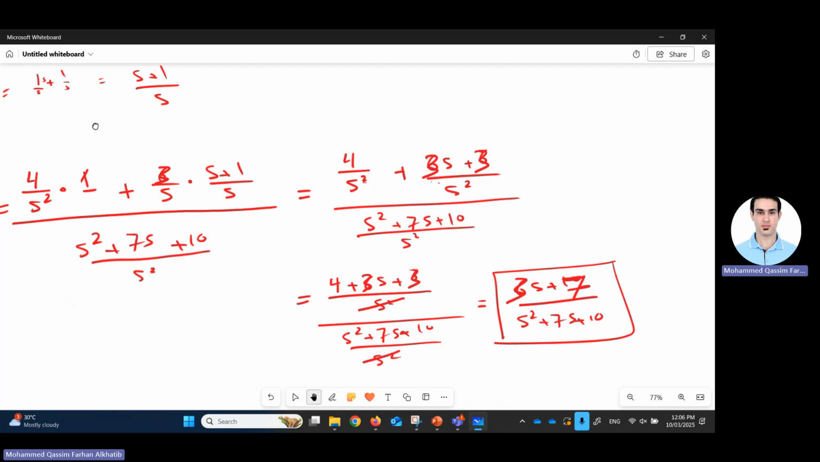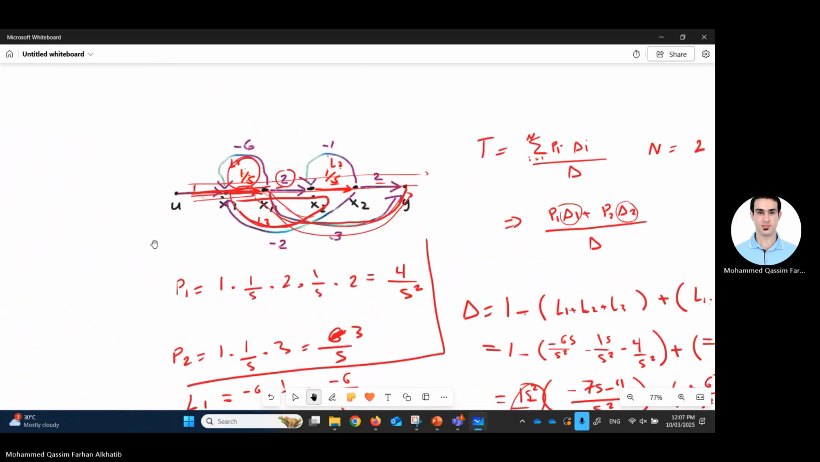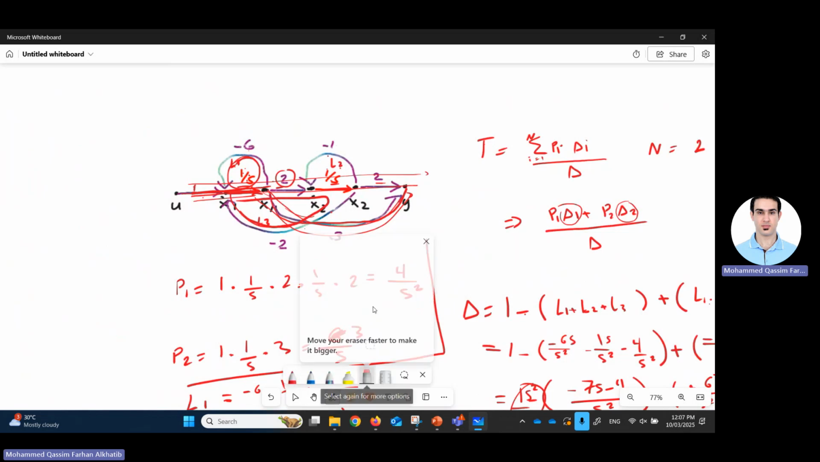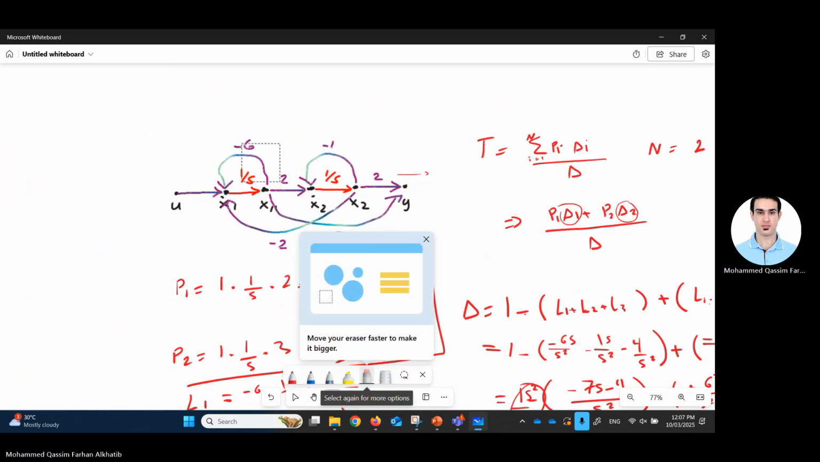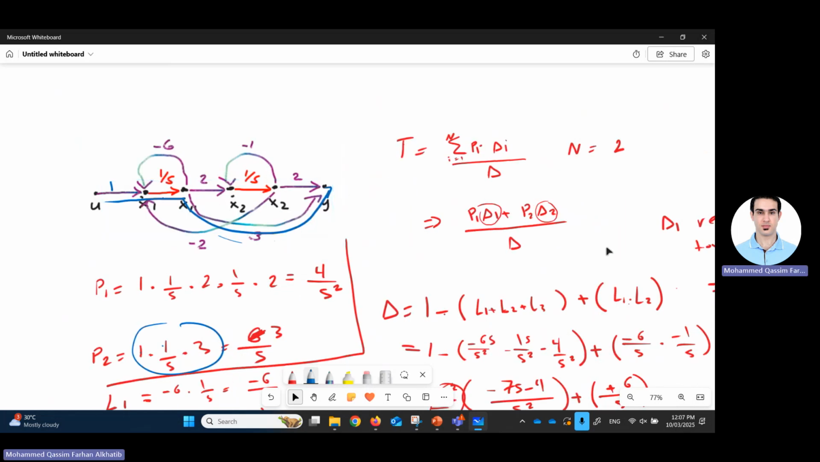That loop. Sorry, forward path P2. Okay, let me remove everything by the eraser. So the second path is like this. So I have 1 times 1 over s. It doesn't see the 2. Times 3. 1 times 1 times 3. So I have the expression correct. Just I wrote the wrong answer. So 3 over s. And everything is pretty straightforward. And it is the same.